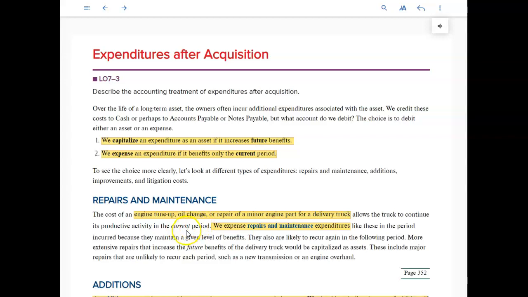Well, let's say we have a delivery truck, and so a tune-up, an oil change, a repair of a minor engine part or whatever, those are ordinary necessary repairs. You'll expense those. Just repairs expense. That's fine. Now, if you incur a larger expense that benefits a future period, like if you overhaul the engine or put a new engine in the vehicle, that's a major expense. It benefits a future period. You would add that cost of, let's say, that new engine into the asset account and expense it off over its useful life. That's called depreciation.